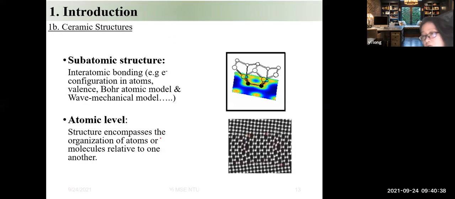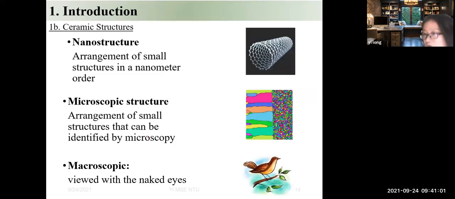Okay, so now move to a very important part, since we just said there are three big things of any material, right? Structures. Structures have different levels. So when you do your FYP, you have to let people know what structure level you're talking about: is it subatomic, atomic, nano, micron, or macro.